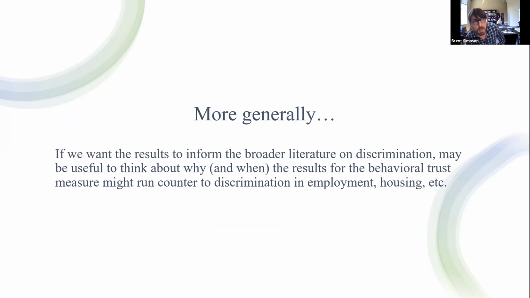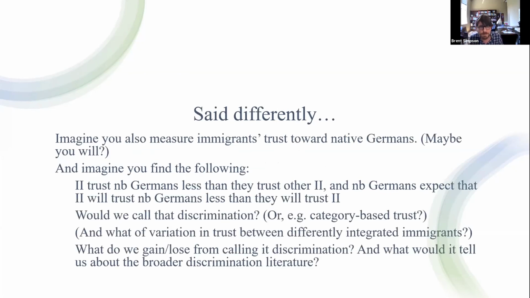So more generally, if we want the results to inform the broader discrimination literature, it may be useful to think about why and when the results for the behavioral trust measure might run counter to discrimination in employment, housing, and so on. Said differently, and I promise I'll move on to a different issue after this. Imagine, and you no longer have to imagine this, I know from your presentation that you actually will do this, you're going to measure immigrants' trust towards native Germans as well.